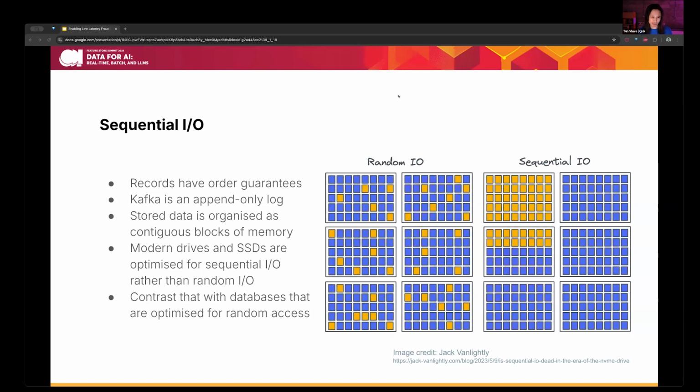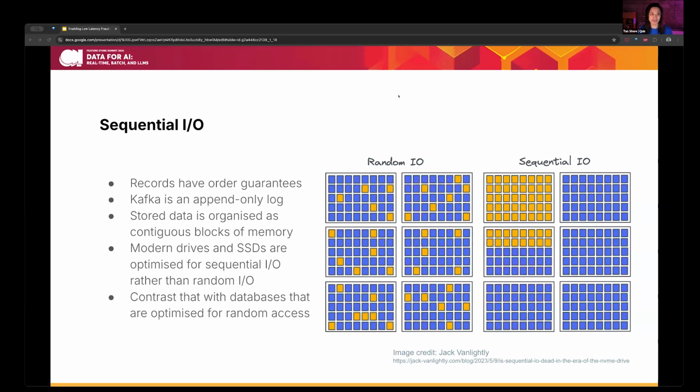And you can contrast that with the grid there on the left with random I/O. This is more characteristic of your relational databases. They're optimized for random access because you can never really predict what a user wants to query in that database. So they're optimized for that.